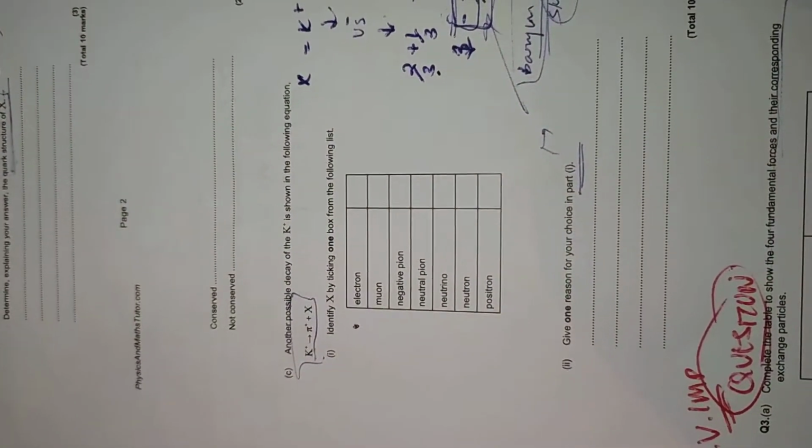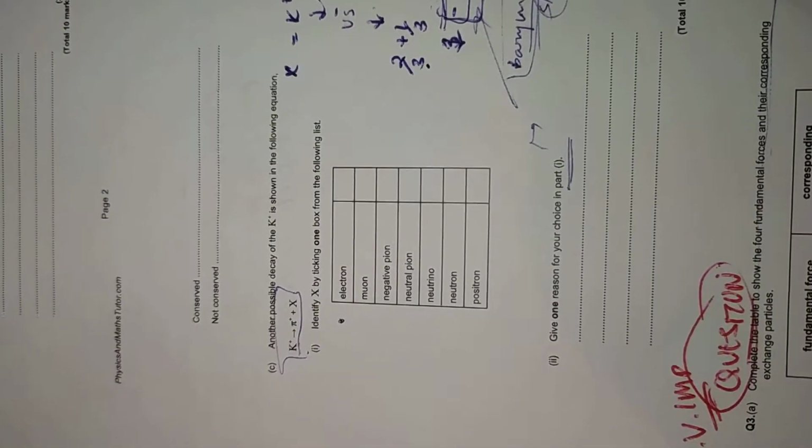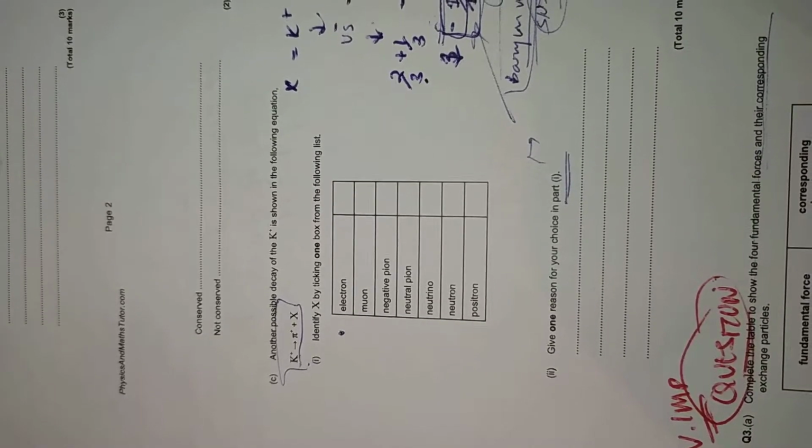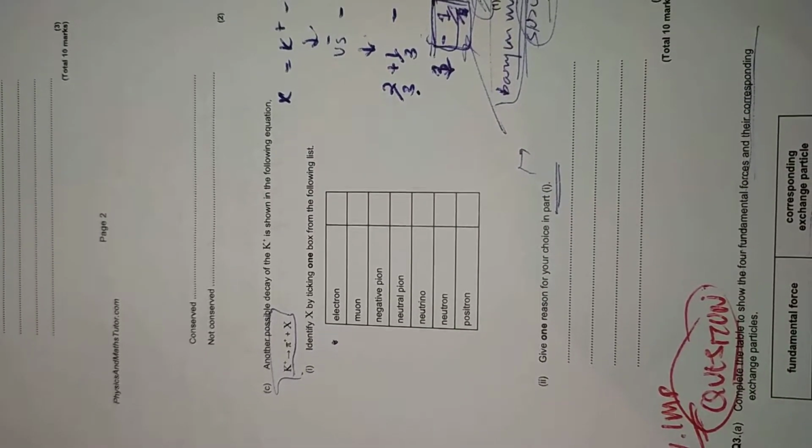Moving on to our part C question. Now this confuses a lot of people in this case. Another possible decay of K positive is shown in the following equation. Identify X by ticking one of the boxes from the following list. In fact the actual box should be a neutral pion, and this is confusing a lot of people. That actually should be a neutral pion.